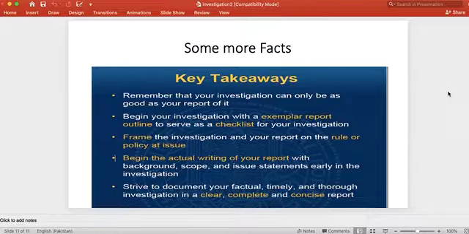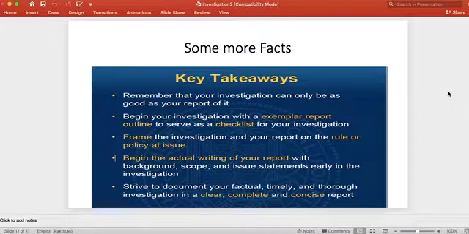Some more facts are here. For example, remember that your investigation can only be as good as your report of it. Investigation and writing of the report both depend on each other. If your investigation is good, the report will be well written, and if the report is badly written, a good investigation can turn into something bad. Begin your investigation with the exemplar report outline to serve as a checklist for your investigation. It means that we should start our investigation by comparing it with some other report also. Frame the investigation and base your report on the rule or policy at issue.